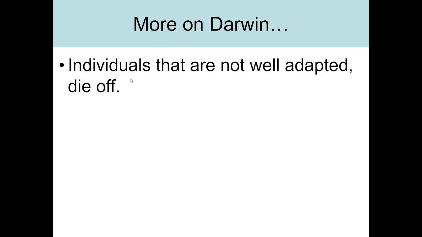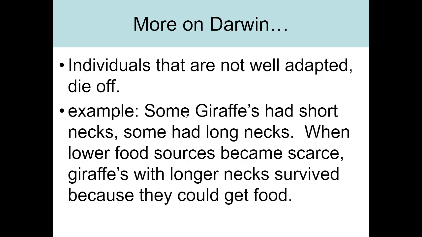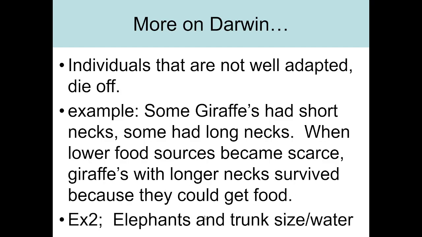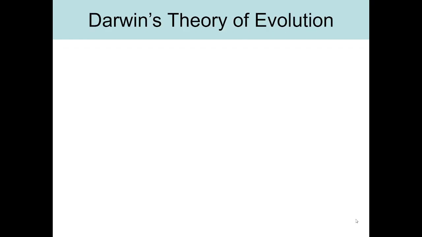More on Darwin. Individuals that are not well adapted die off. Example: some giraffes had short necks, some had long necks. When lower food sources became scarce, giraffes with longer necks survived because they could get food. Example 2: elephants and trunk size and water.